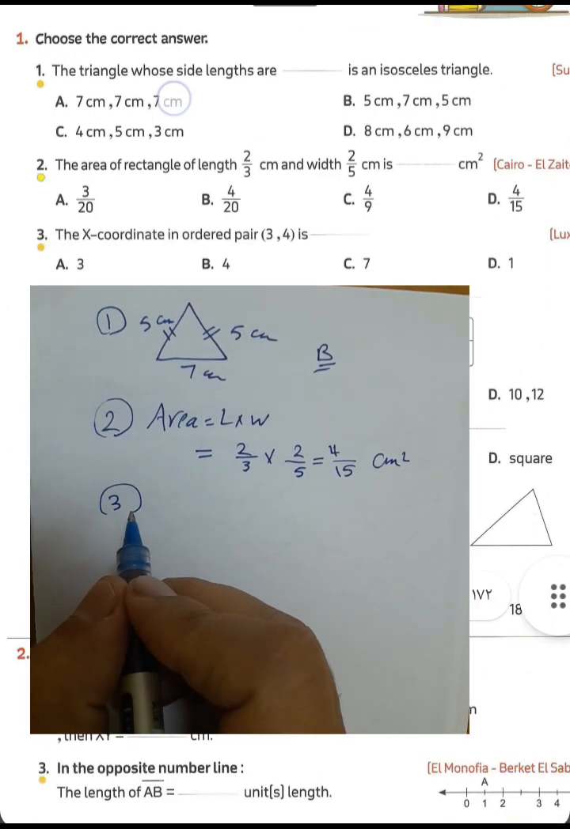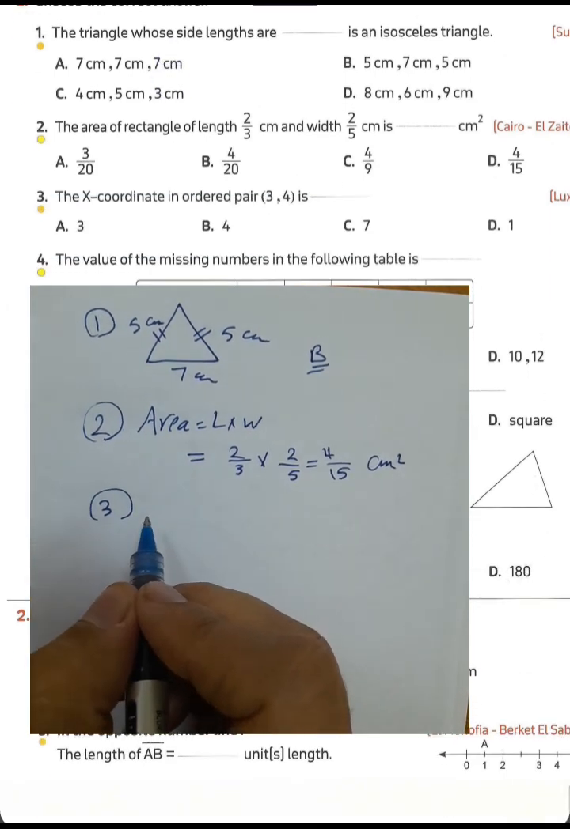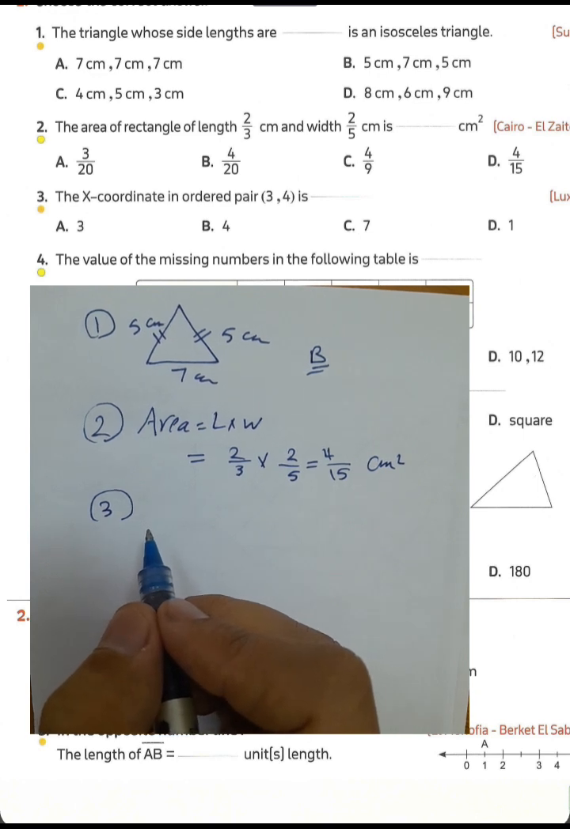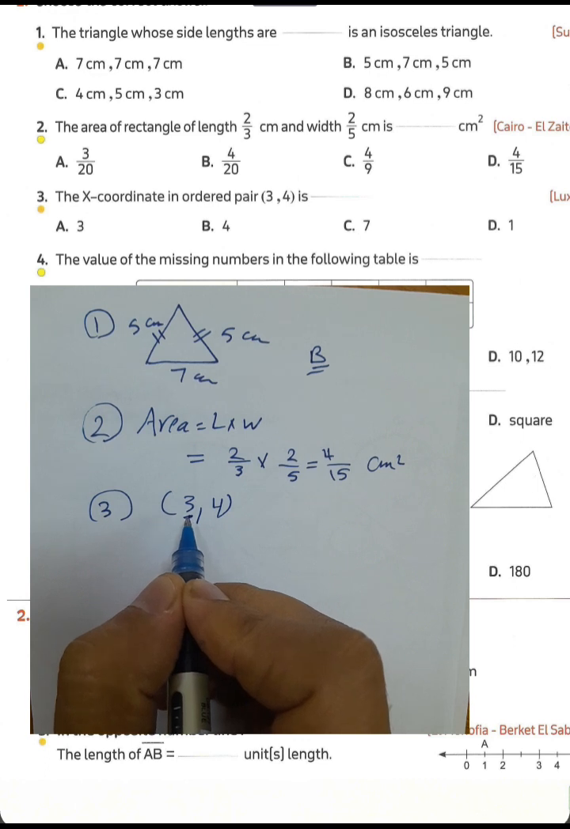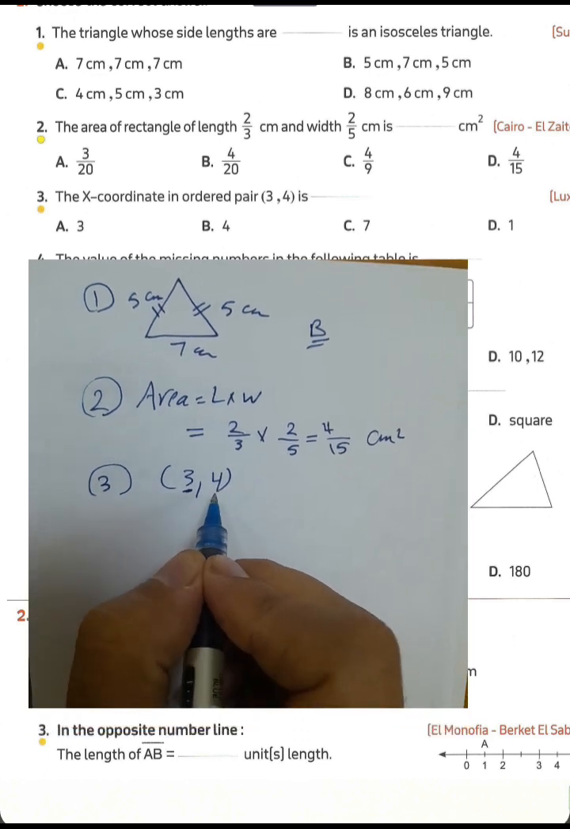Question number 3. The x coordinate in the ordered pair (3, 4). We know 3 here is called the x coordinate, and the y coordinate will be 4.